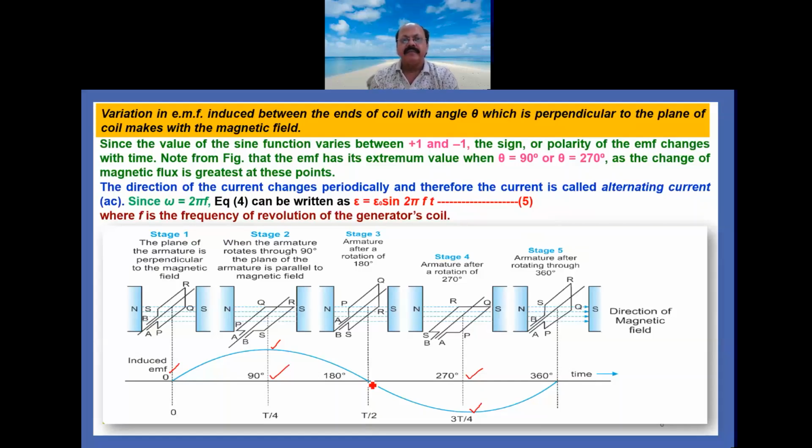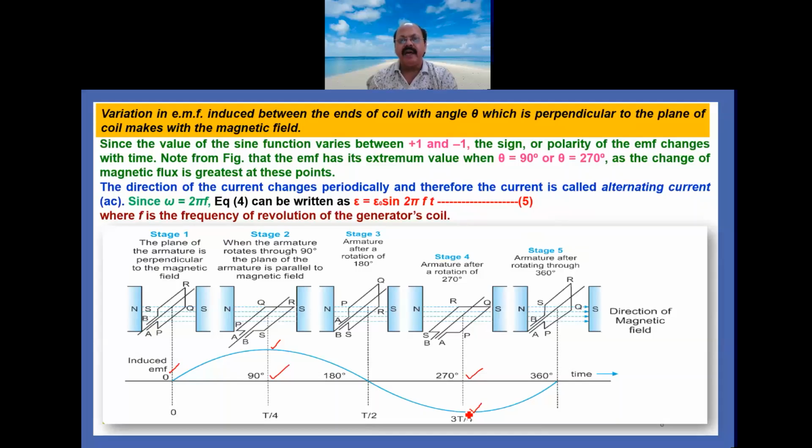Further it rotates, and after the rotation of the armature coil through 270 degrees, the induced EMF increases from 0 to maximum, but the polarity is negative. This is at time 3 by 4 t, that is 3/4 of the time period. Mathematically, E equals E naught sine 270 degrees. Sine 270 degrees is -1, so E equals minus E naught.